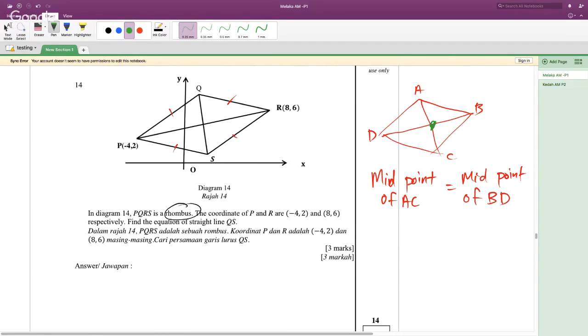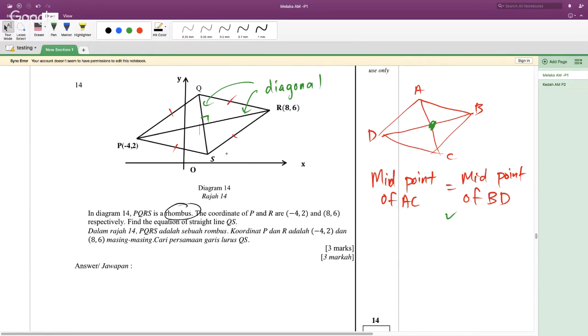If from A and C here I get the midpoint, this midpoint will be the same midpoint of BD. So I guess you will need to use this to find the coordinate S later. Anyways, I haven't read the question. The question asks you to find the equation of straight line QS. Then I need to tell you another piece of information. As long as this is a rhombus, this is what we call the diagonal, and the 2 diagonals that intersect each other form a 90-degree angle. This is another piece of information for a rhombus, so you must be very careful about the rhombus here.